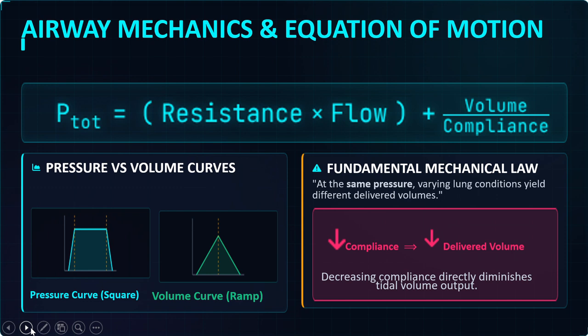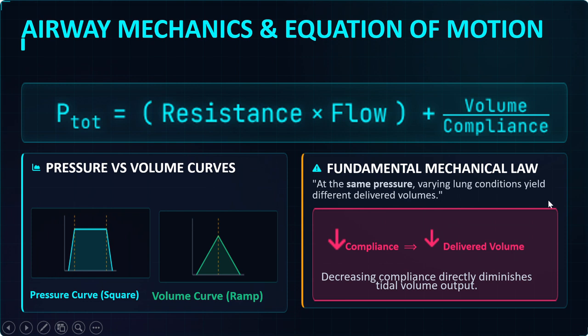Airway mechanics use the equation of motion, which we discussed before: pressure equals resistance multiplied by flow, plus volume over compliance. On the pressure versus volume curve, we see the peak pressure and the plateau pressure, and the volume curve looks like an inverted V.